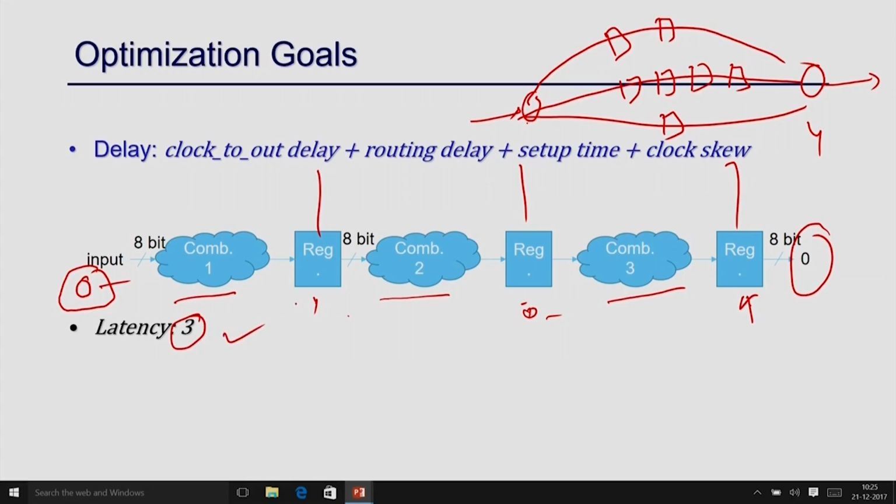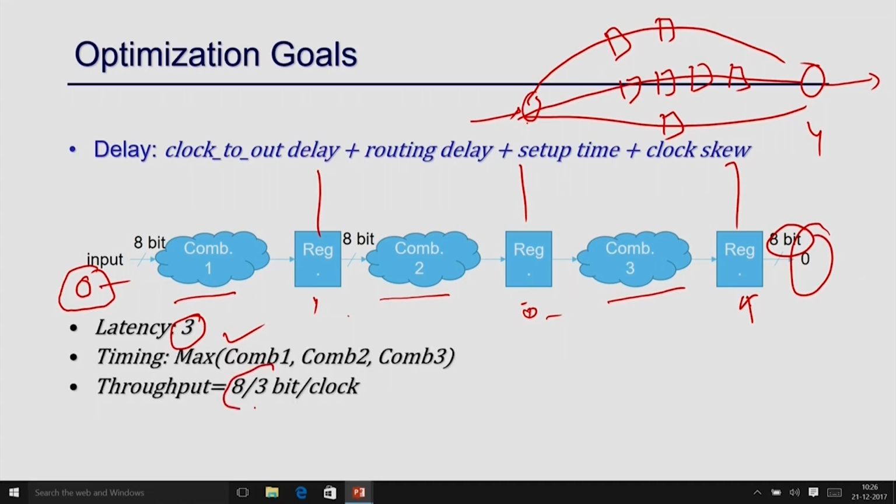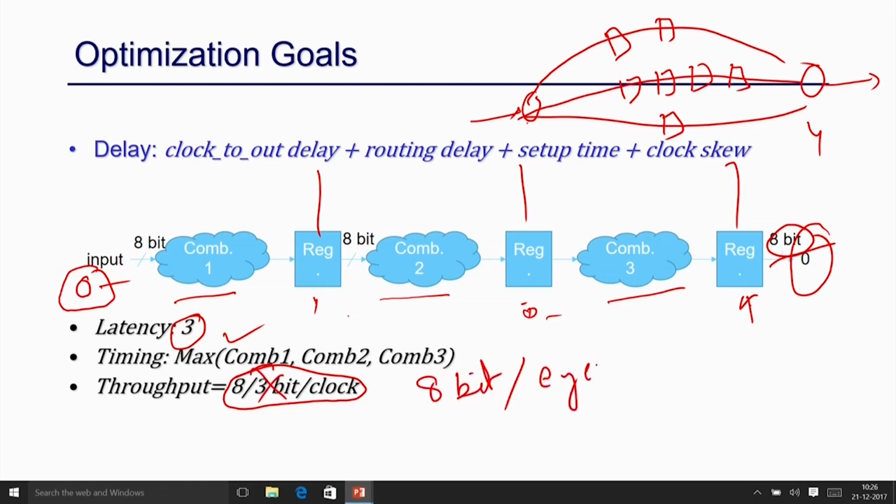So, for this circuit, since I have 3 levels of registers, the latency is 3, and what is the throughput? 8 bits are coming out every cycle. So, your throughput is 8 bits per clock. After 3 cycles your output will come, and then every cycle some output will come. Why? Because once you give the first set of data here, the result will come after 3 cycles, but in the second clock you give another set of input, so that will also be processed.